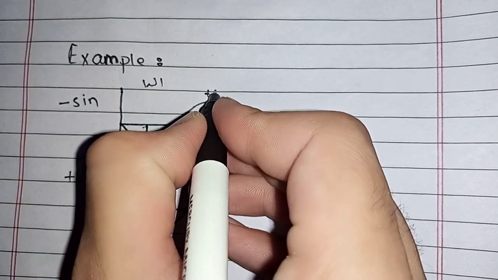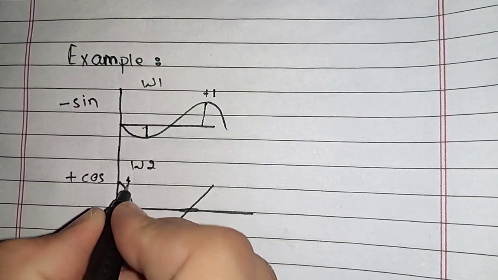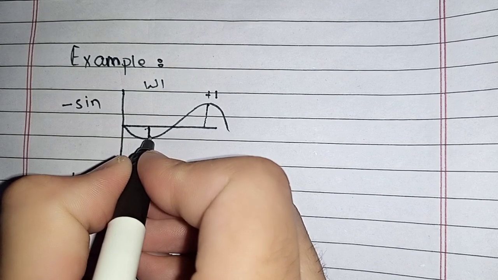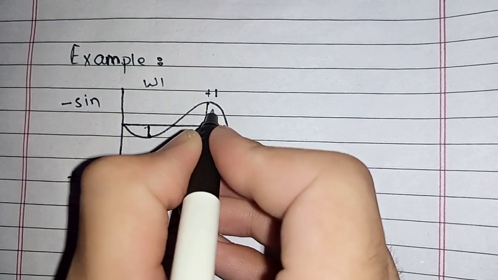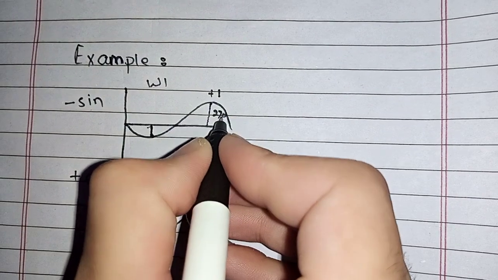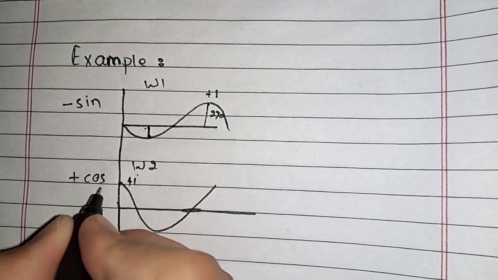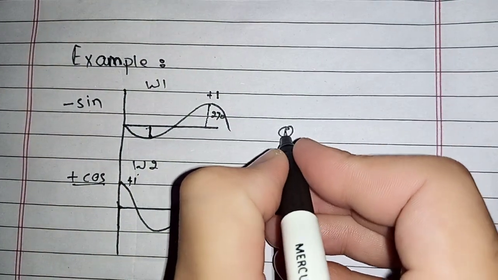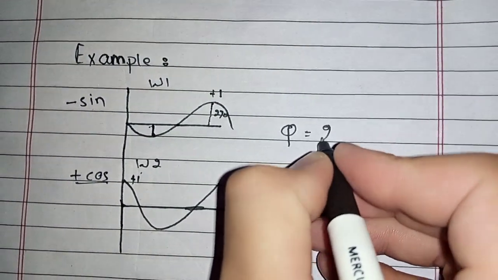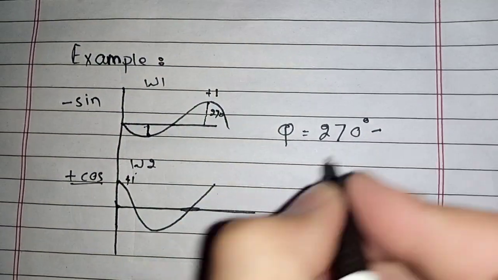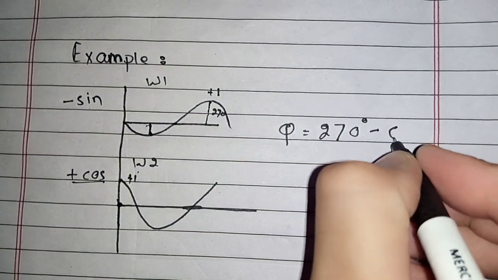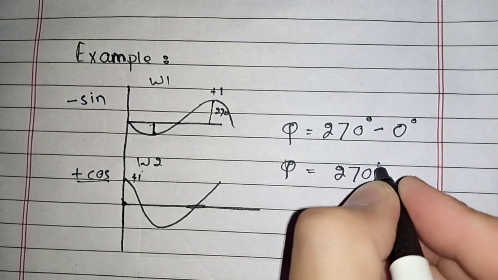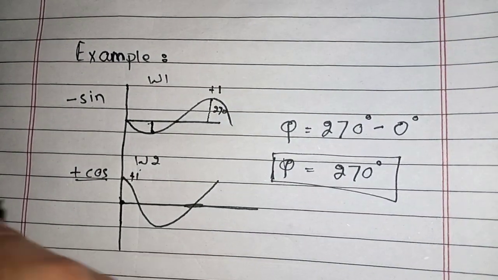Here I choose the first peak of wave 1 and first peak of wave 2. You can see that the first peak of wave 1 is at 270 degrees, and the first peak of wave 2, that is plus cos wave, is at 0 degrees. This is 0 degrees, which is at the origin. So we find the phase difference as 270 degrees minus 0 degrees. That will become 270 degrees.